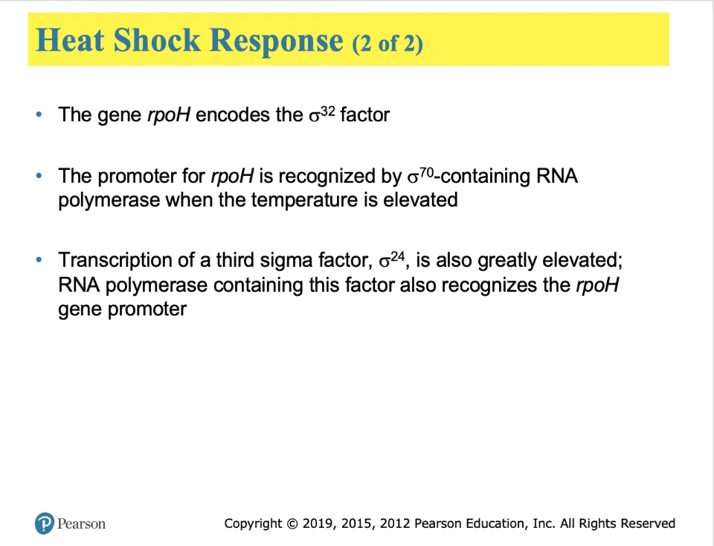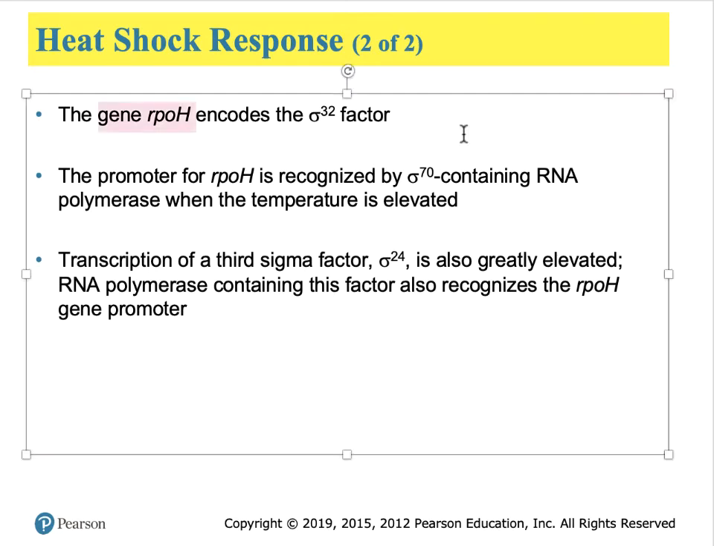From where does the sigma 32 come from? It's a protein, so proteins should have their own genes. Thus, sigma 32 is made by a gene called RPOH. The promoter for RPOH is recognized by sigma 70, containing RNA polymerase, when the temperature is elevated.